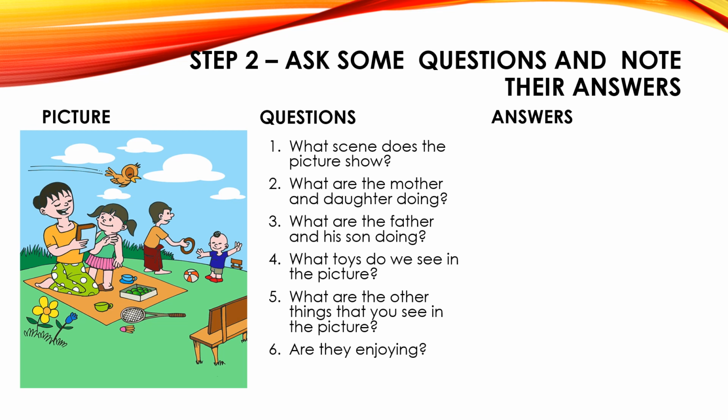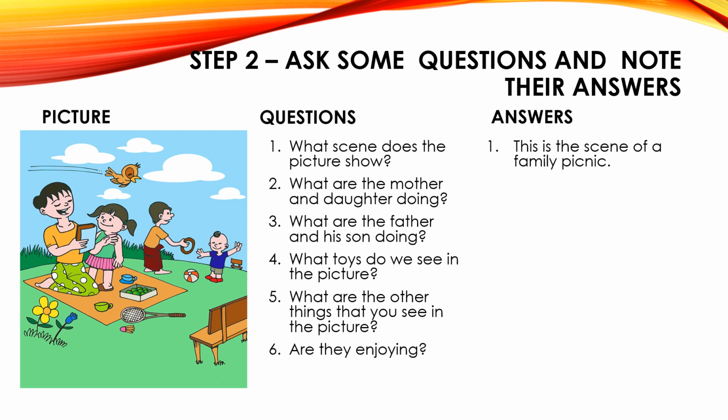Now, after asking yourself certain questions, we have to note down the answers somewhere in a rough zone. These answers that we get will help us to write the composition. So the answer to the first question, what scene does the picture show, is: as we can see, this is a picnic scene. When we go out to a picnic with our family, this is what the scene looks like.